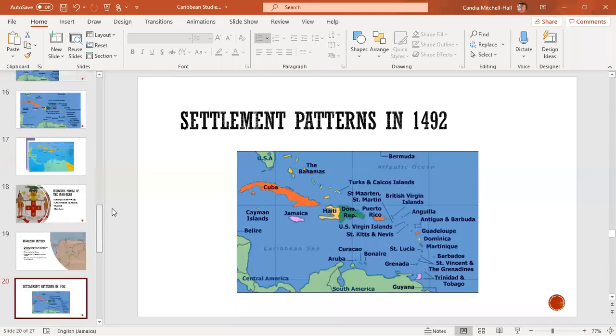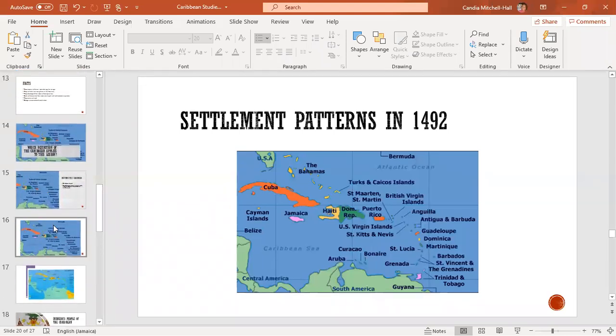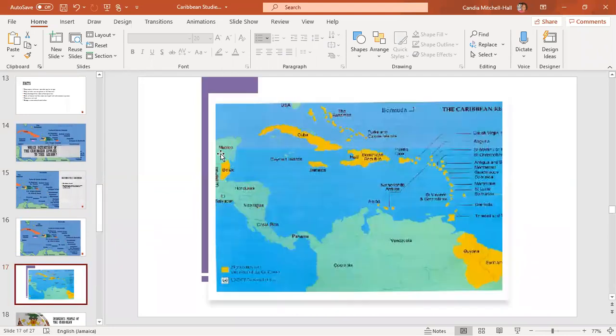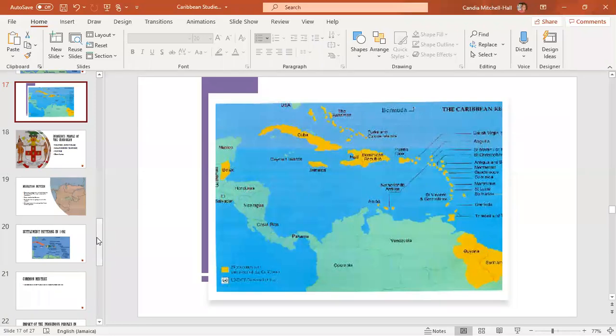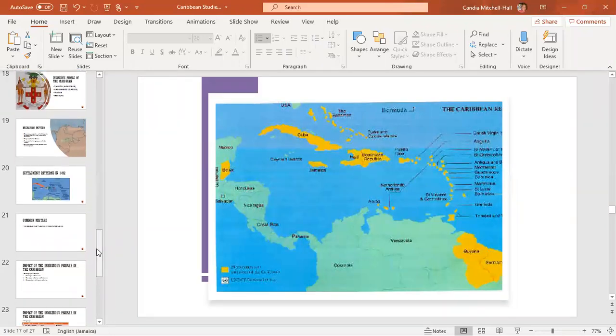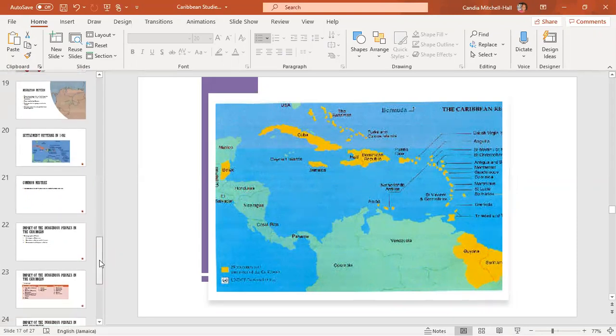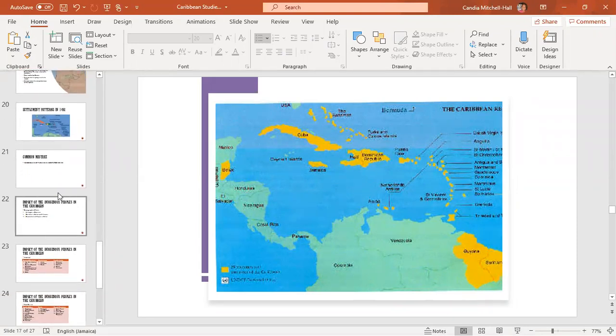In here, I'm looking for another map. In Belize, who would have settled in Belize would have been the Mayas. So all of this area in Central America, the Mayas would have lived in Mexico, Belize, Honduras. The Mayas would have settled along that part of Belize. Now, ladies, is it clear? The pattern when Christopher Columbus came, how they would have settled? Yes, sir. All right, good, good.